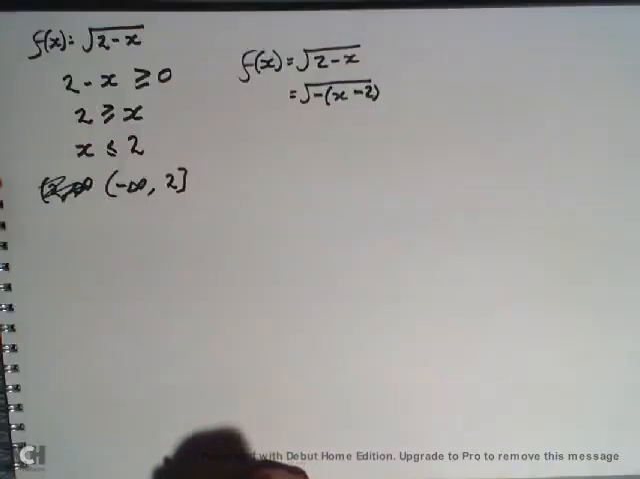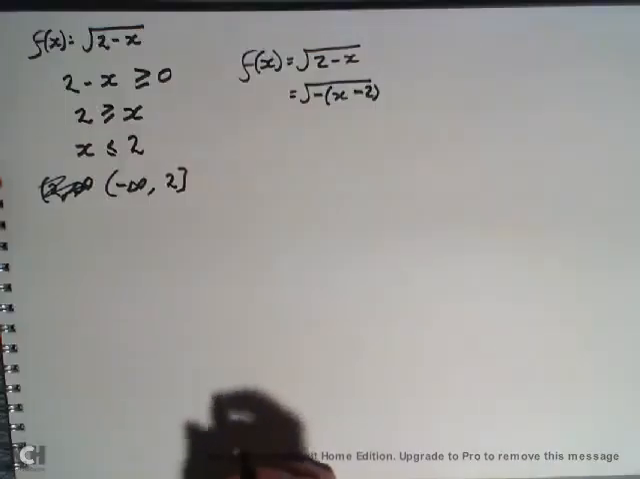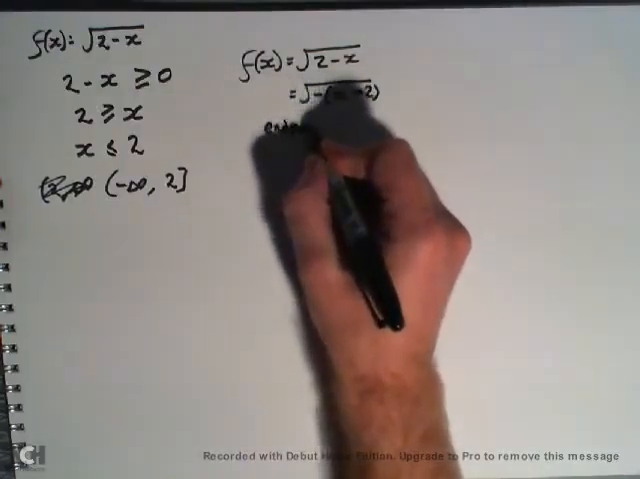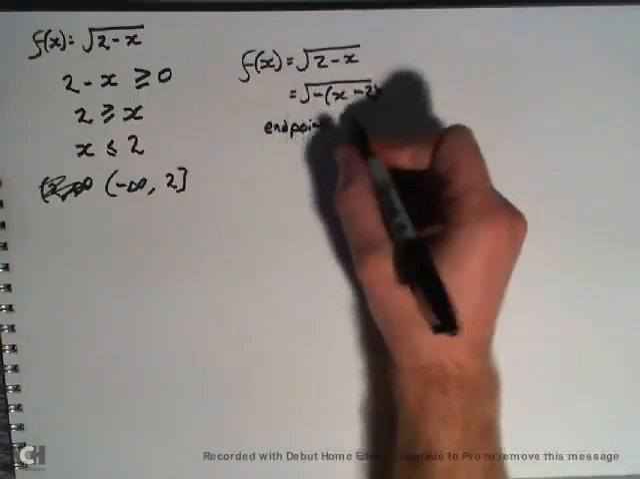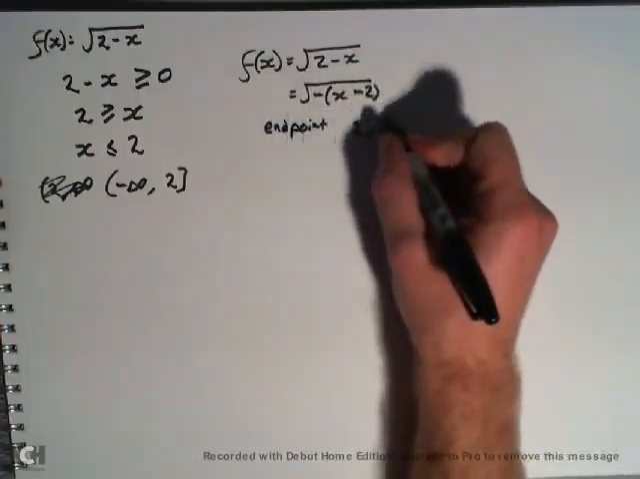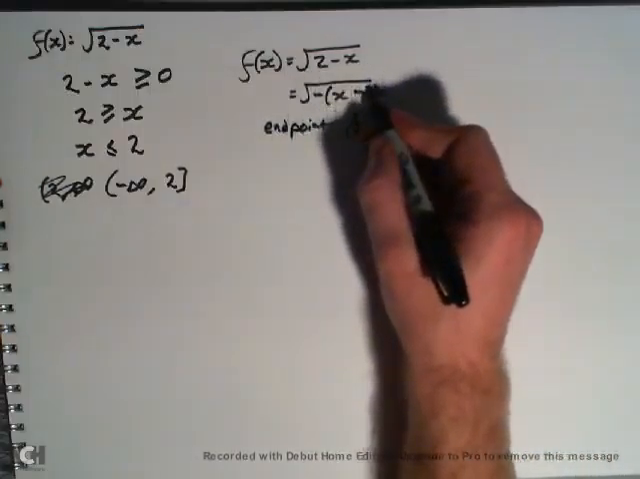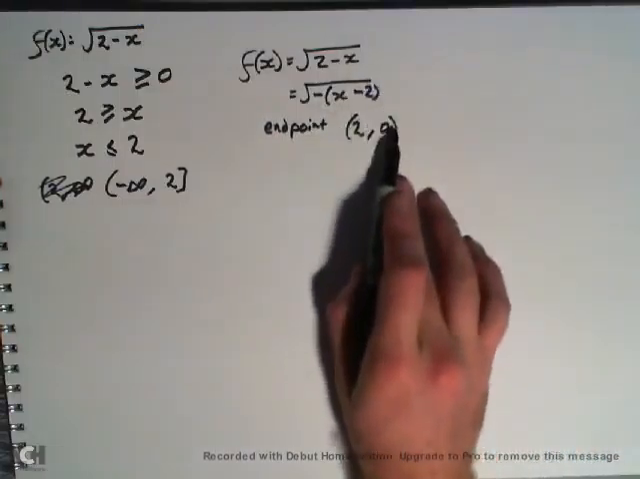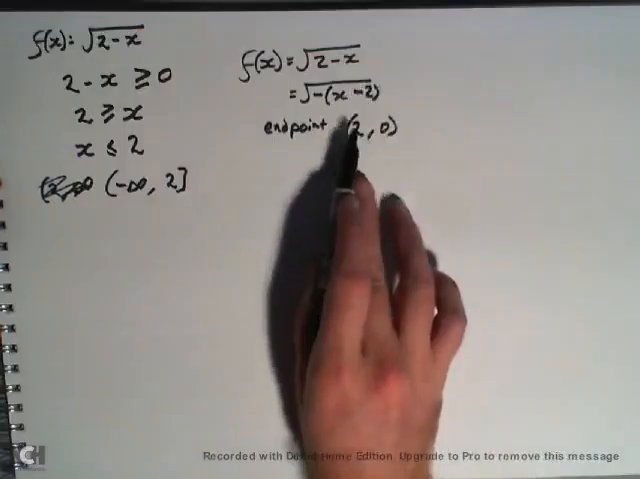So the endpoint is going to be 2, 0. Okay, remember this is my h. This is my h. I haven't been adding anything on the other side. So my h is the opposite.